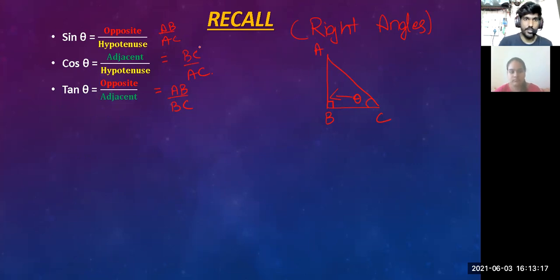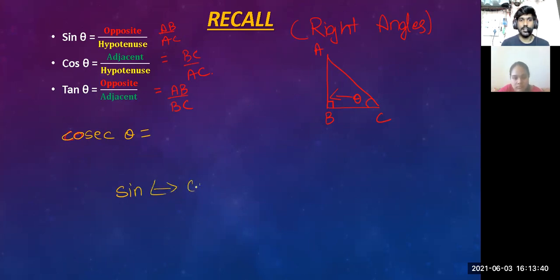Okay, but before this, I want you to know the other ratios also. The remaining others, first is cosec theta. Now, one thing you have to remember: sine and cosec are reciprocals of each other. Then cos and sec are reciprocals of each other. If I don't keep this in mind, I will not be able to make cosec and sec.